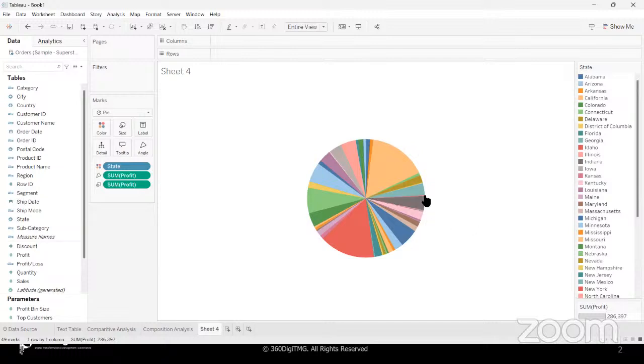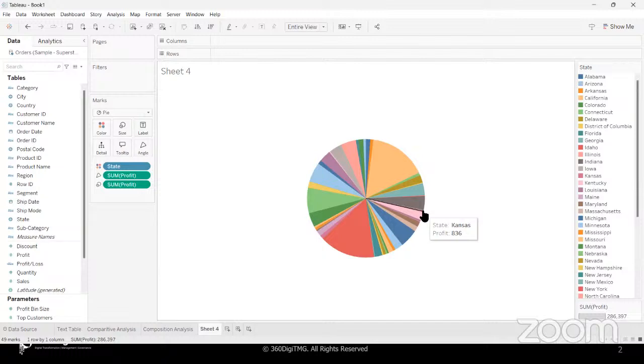Now, some of the slices here are so thin that we don't even know that they exist. Georgia, Idaho, here you see there's Kansas. We can't even see it. It is so insignificant. So what are the rules? First of all, the number of slices should be less, maximum up to 8. So I violated that rule. Here I have 49 slices.